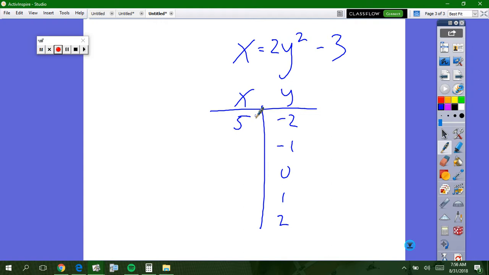Okay? Plug in -1. -1 squared, we get 1. 1 times 2 is 2. 2 minus 3 is -1. Plug in 0. 0 squared is 0. 0 times 2 is 0. 0 minus 3 is -3. This will be -1, and this will be 5. Any questions where I got those from?